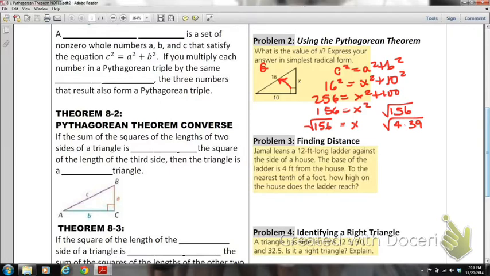4 will go into 156 39 times. So I can take the square root of the 4 out from under the radical. Square root of 4 is 2. Leave the 39 under the radical sign, and that is your simplified radical form of your answer.